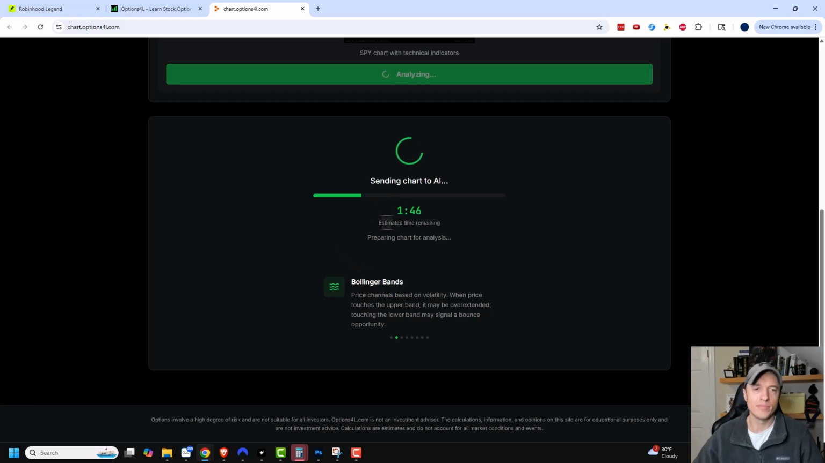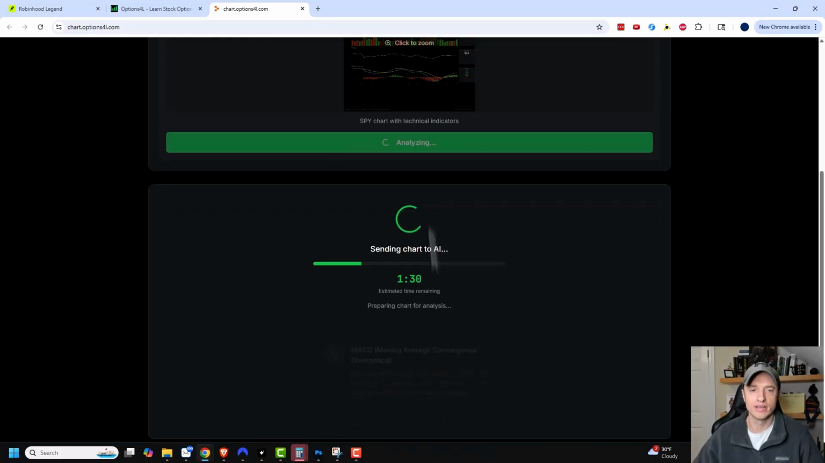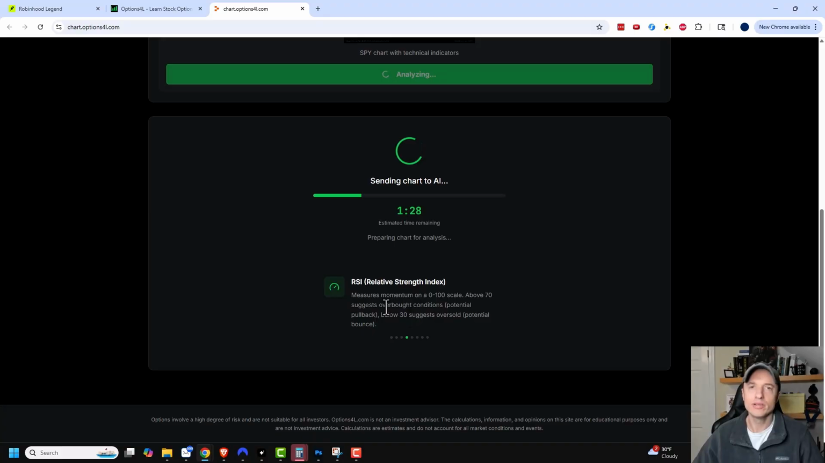And it takes about anywhere from 30 seconds to 2 minutes to do the analysis. So you can just sit here and wait. And we have a few different definitions that scroll through down here at the bottom. So if you're learning about the various indicators and the indicators that are shown on the auto-generated chart, then you could go ahead and do a little bit of learning while you're sitting here waiting for this to load.